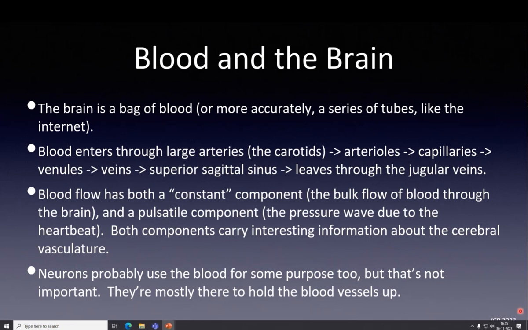Blood flow has a constant component, which is just the bulk flow. And then it has a pulsatile component, which is due to cardiac pulsatility. Both components of this signal are interesting, and they both contain information. And the neurons probably use the blood for something too, but that's not relevant. They're just there to hold the blood vessels up.